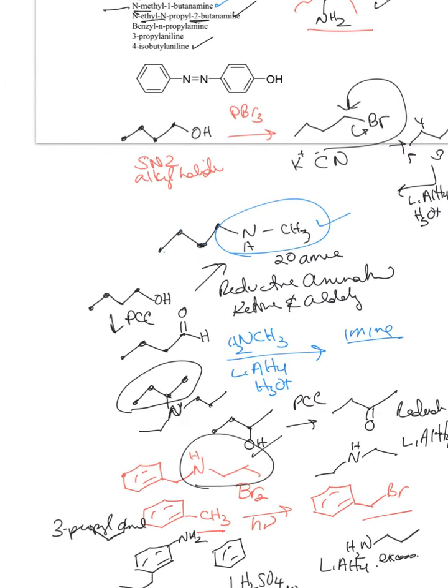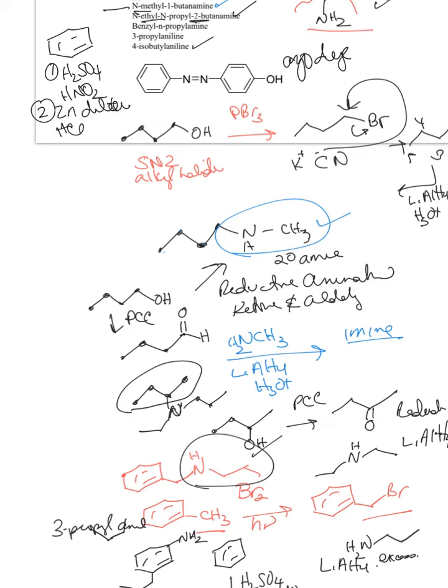The last one is an azo dye. So to do this azo dye, we're going to have to take benzene and react it in sulfuric acid and nitric acid to make the nitration, and then you're going to reduce that down to the amine using zinc and dilute HCl. And so then you're going to have your amine. But then the next thing you're going to do is react it with sodium nitrite and HCl, and then you can react this with a phenol.